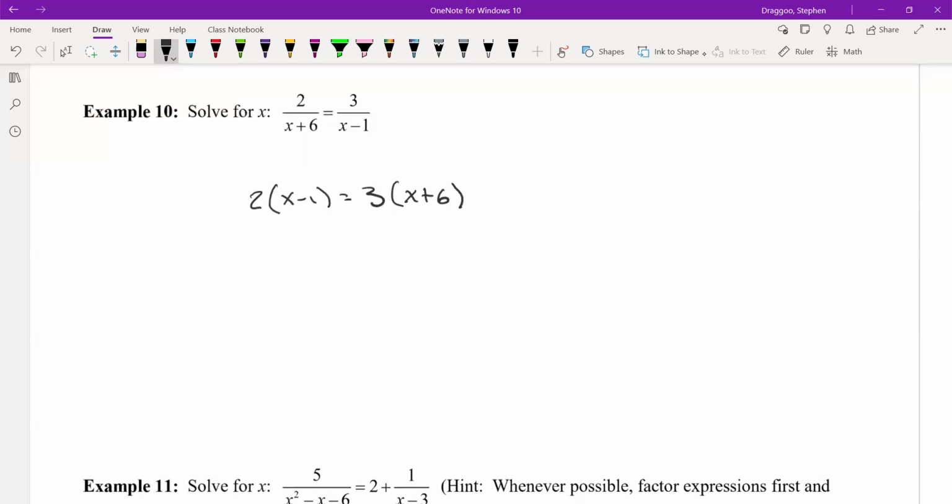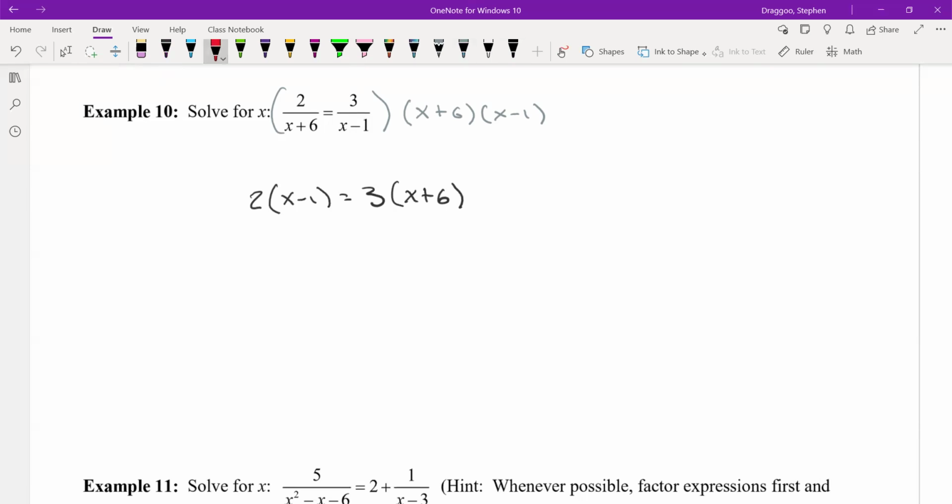But really what I'm doing here is just clearing my denominators. My least common denominator here is x plus 6 times x minus 1, and I'm just going to multiply it into both sides. When I multiply it into the left, the x plus 6's reduce. And when I multiply into the right, the x minus 1's reduce. Or again, that's cross multiplying.